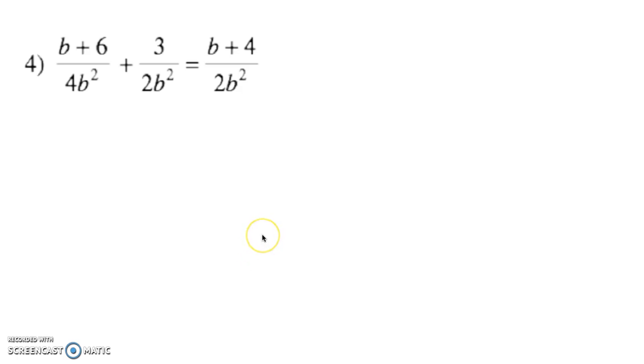Here's another one I'd like you to try on your own. Make sure you identify the LCD, multiply it here, here, and here. Remember, we're getting rid of the fractions, so only put it on top and then cancel anything that's common with the bottom. Go ahead and try this one on your own now, pausing the video and checking your work when you come back.